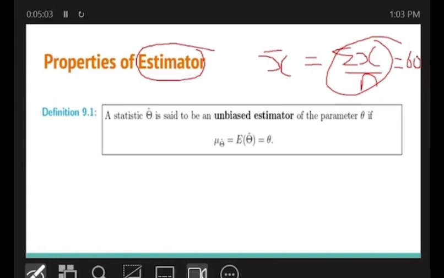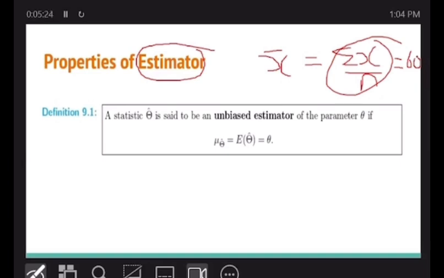When I say estimate, estimator, and estimation, they are not the same.